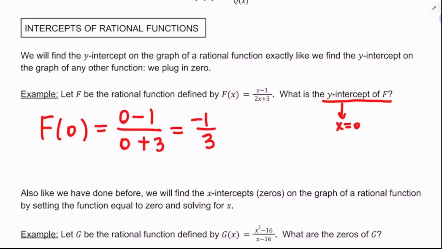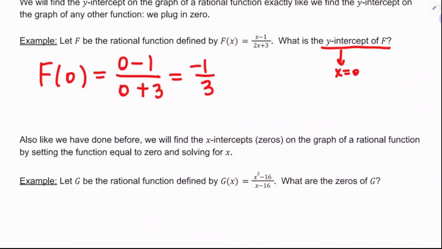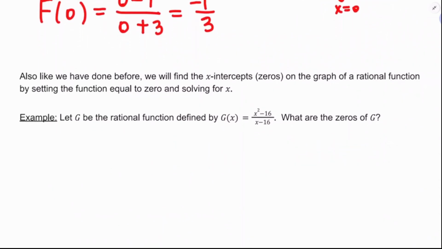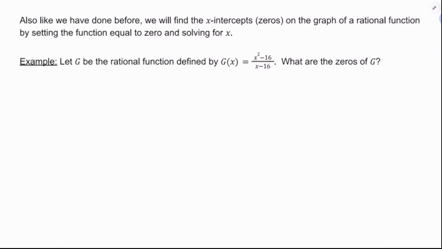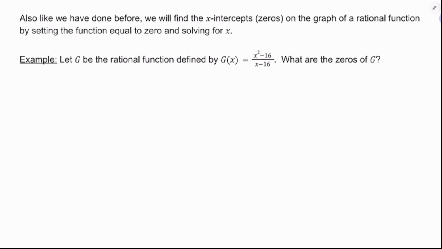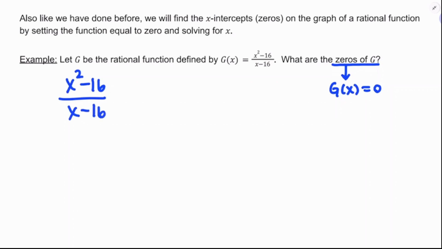And also, like before, we're going to find the x-intercepts on the graph of a rational function by setting the function equal to 0 and solving for x. So if g is the rational function defined by g of x equals (x squared minus 16) over (x minus 16), what are the zeros of g? Just like always, zeros of g means where y equals 0, the x-intercept, so we're going to set g of x equal to 0 and solve. We're looking for where (x squared minus 16) divided by (x minus 16) is equal to 0.